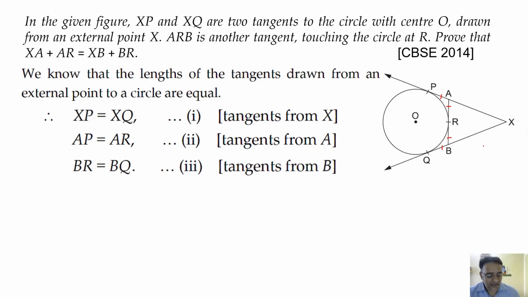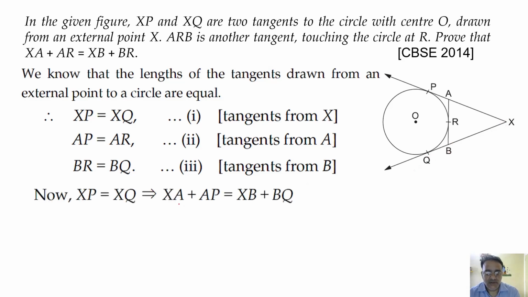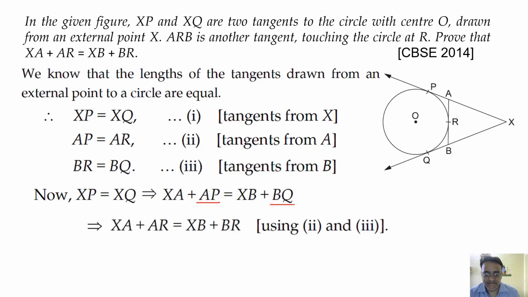Now how will you write XP? XP को कैसे लिखोगे ब्रेक करके? This one. XA plus AP. Very good. And XQ? XB plus BQ. Right. So now we will replace AP by AR and BQ by BR. So this is the proof.